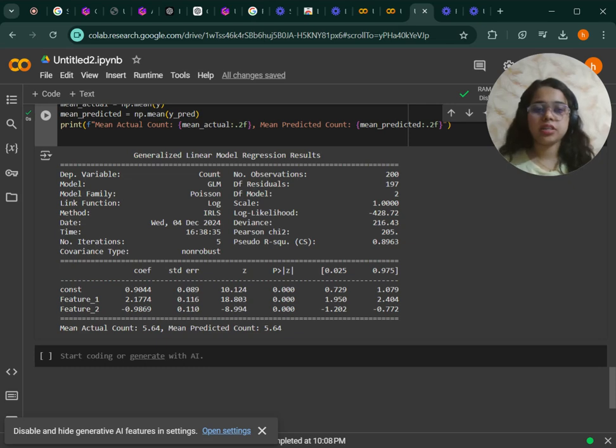So that's a wrap for this video. We explored how logistic regression predicts binary outcomes with probabilities, and how Poisson regression models the frequency of events in count data.